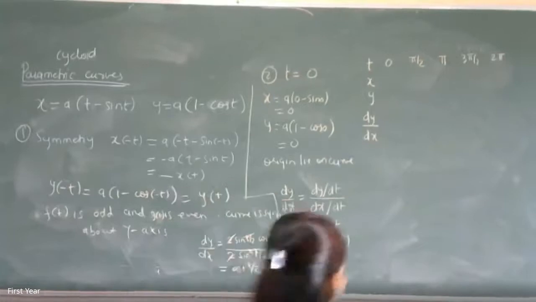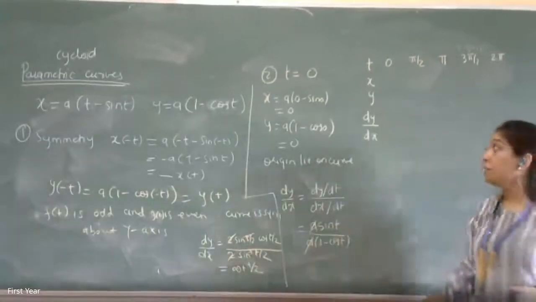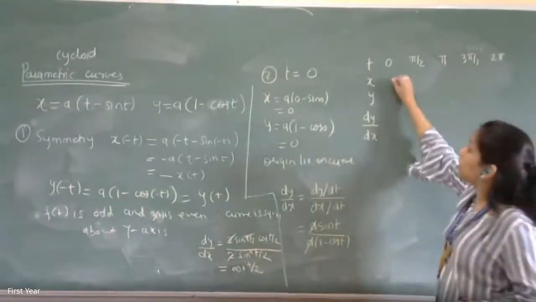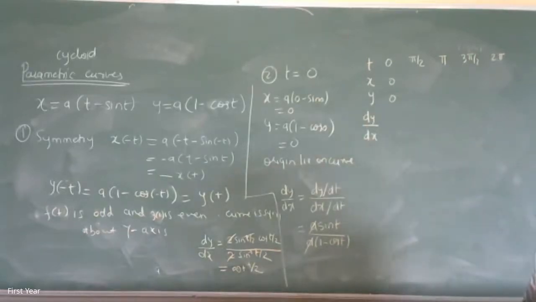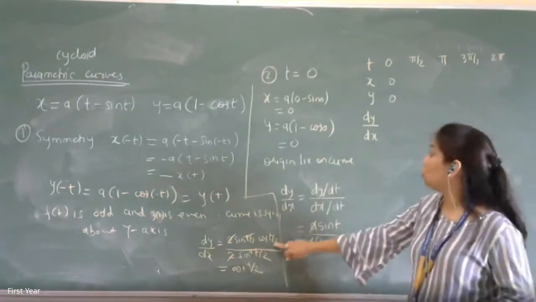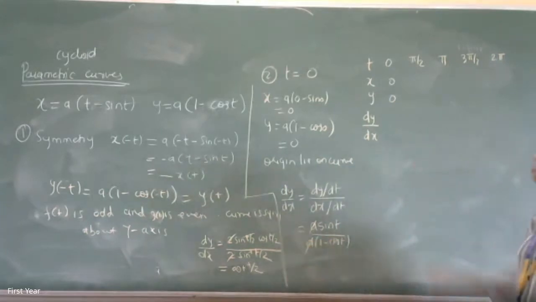Yeah. So what will be the value of x when t is 0? Just now we saw that it is 0 and 0. What will be dy by dx? Put here, this is dy by dx. Cos 0 is 1, sin 0 is 0. So anything by 0 is infinity, dy by dx. Okay.